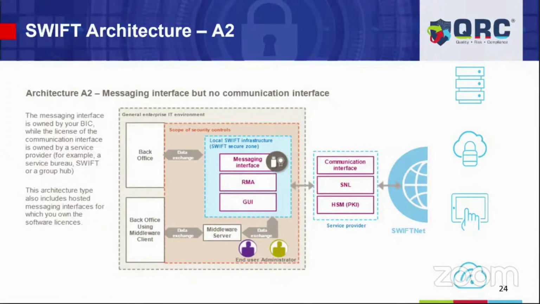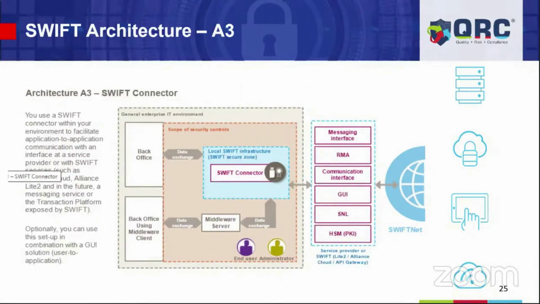Then you don't have even the messaging interface, only the Swift connector to connect to your internal systems. If you look at this, the back office and the back office middleware clients are connecting, and the Swift connector is connecting to the service provider. There are examples we have given, like the Alliance Cloud, API Gateway and Lite2. These are service providers, and probably your organization is connecting to them.